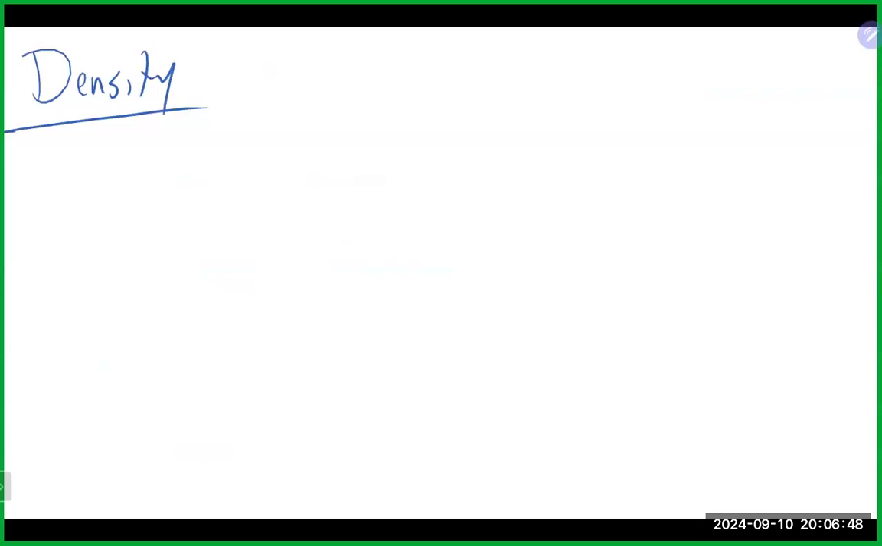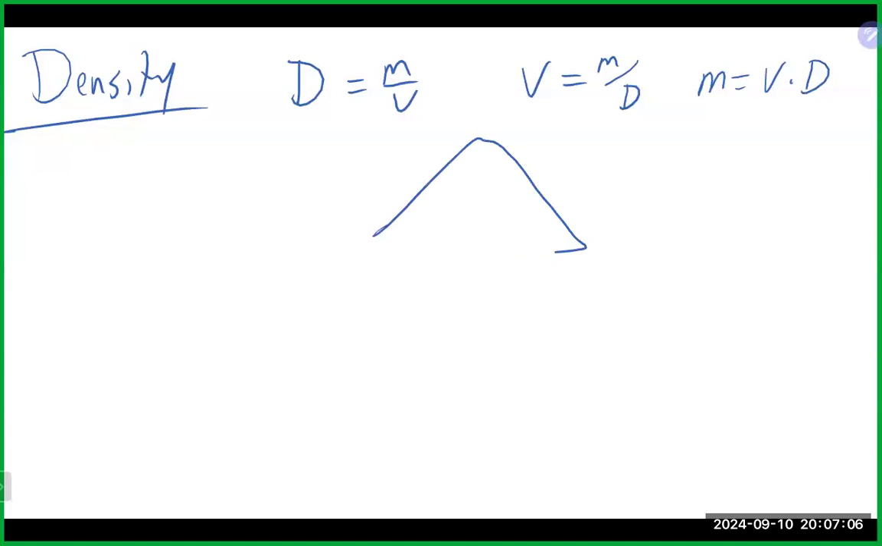Let's talk a little bit about density, right? And when we talk about density, density is mass divided by volume. Volume, if we rearrange it, is mass divided by density, and mass is equal to volume times the density. Everybody loves the DMV triangle, right? They're taught all that all the time. That's the DMV triangle, by the way.